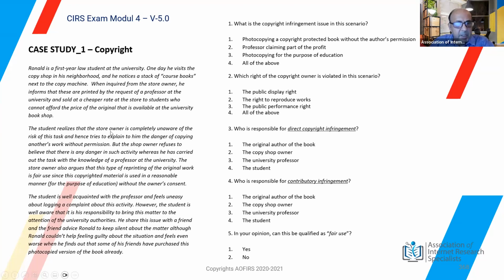The student realizes that the store owner is completely unaware of the risk of this task and hence tries to explain to him the danger of copying another's work without permission. So the student here is aware of it. Ronald knows that it is not a good thing to copy somebody's intellectual property or to make copies of the book. But the shop owner refuses to believe that there is any danger in such an activity. The shop owner who is making the copies is only interested in making money out of those copies. So he didn't care and he made the photocopies.